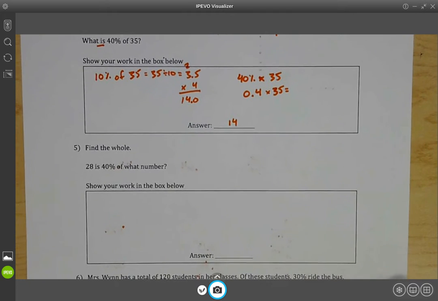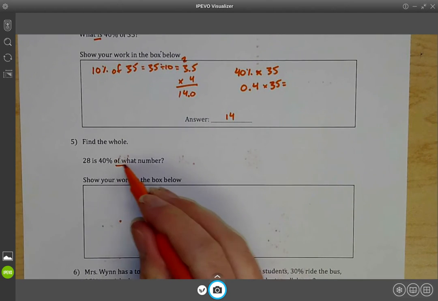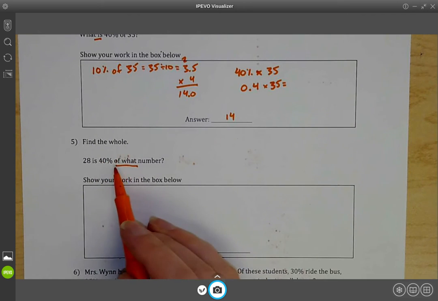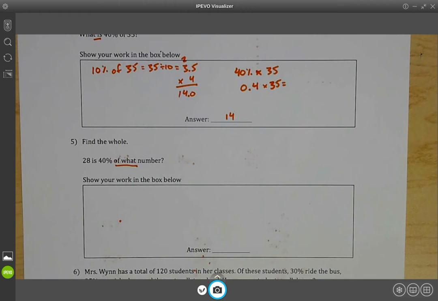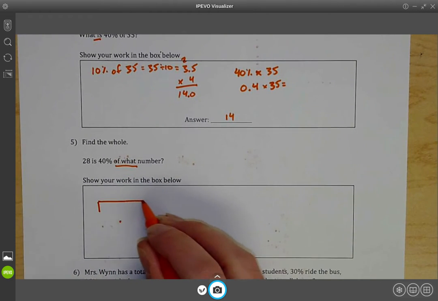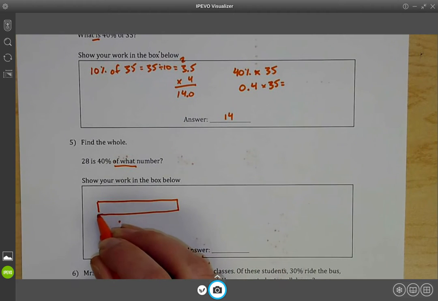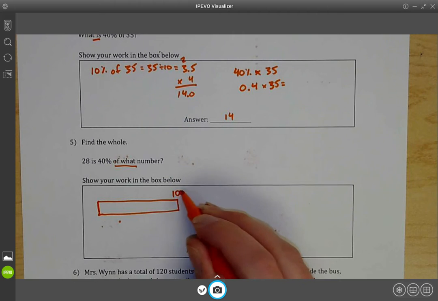Number 5, find the whole. 28 is 40% of what number? The directions say we're finding the whole. It says of what number. That tells us we're looking for the whole. When I'm looking for the whole, I like to start by drawing a diagram so that I can visually see approximately where my answer needs to go. So when I start typing numbers in my calculator, if I get something really small or really big, I can justify that it makes sense or it does not make sense.